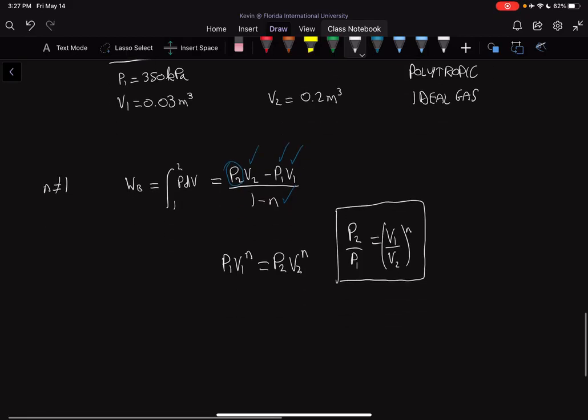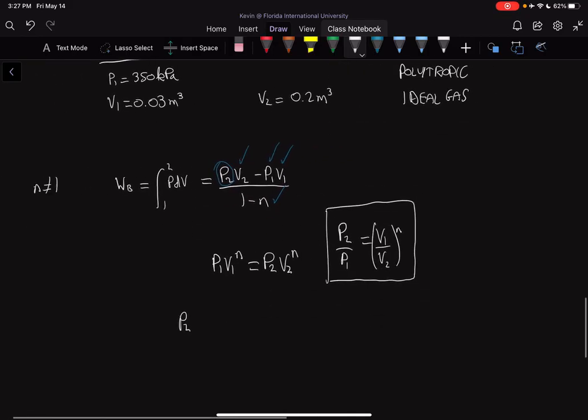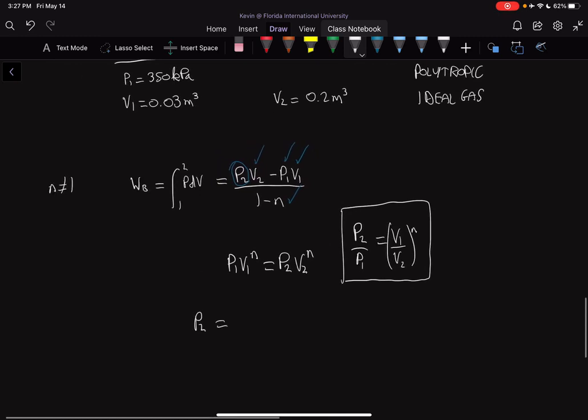And now we can just solve for pressure 2. So pressure 2 is equal to pressure 1, which would be 350, multiplied by 0.03 over 0.2 to the power of 1.5. Okay, very simple. And we get that our value for pressure 2 is equal to 20.33 kilopascals.